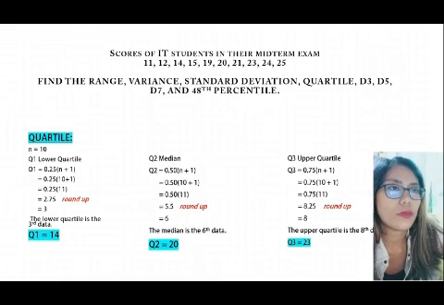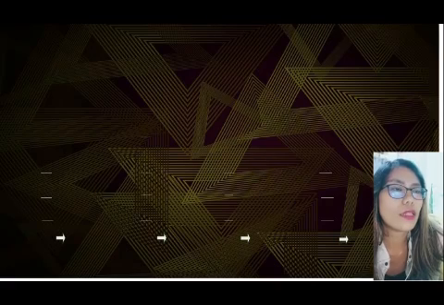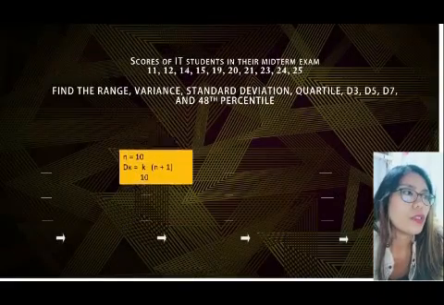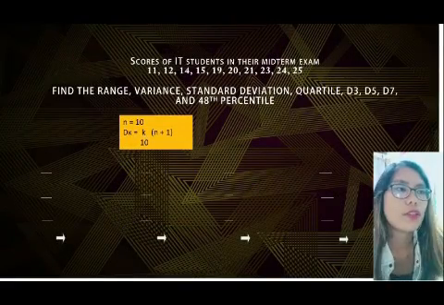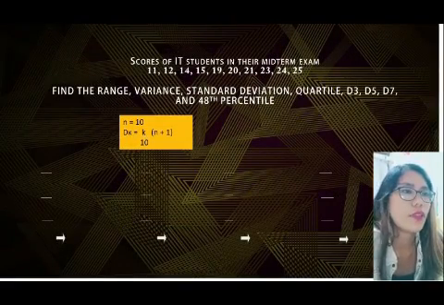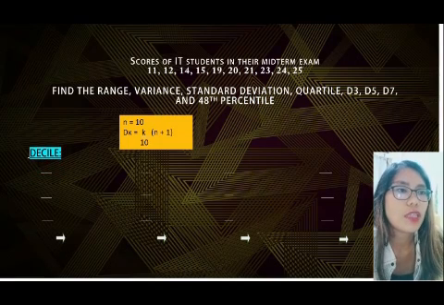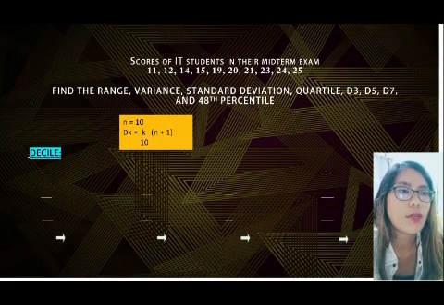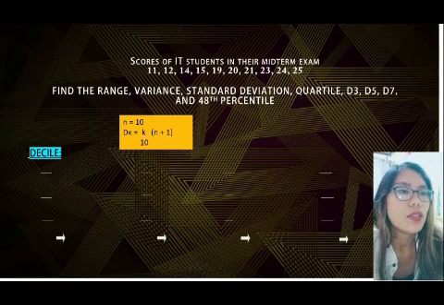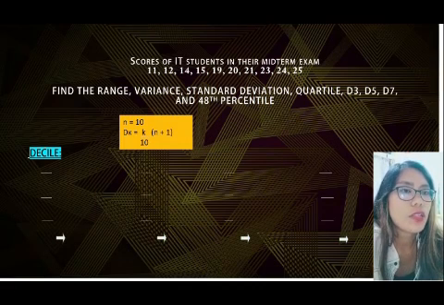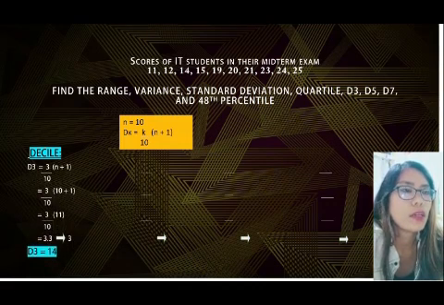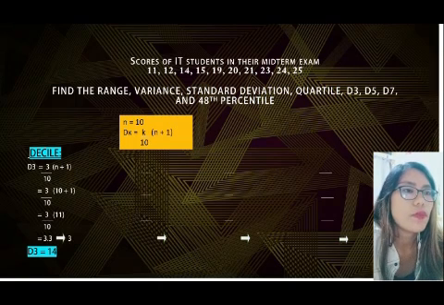Okay, the next one is the decile. Here it was asked for the third decile, the fifth decile, and the seventh decile. The formula for the decile is Dk equals k over 10 times n plus 1. Here k stands for the position of the decile.